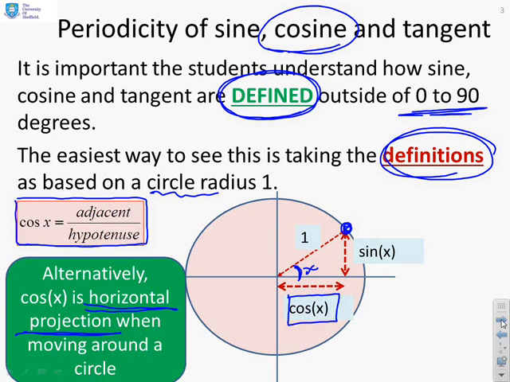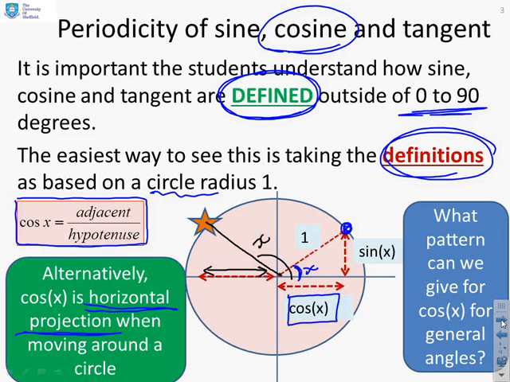What happens if you want to go beyond 90 degrees? Well, all we do is we consider a different point somewhere else on the circle. So you'll notice I've drawn a different point, and for this different point I've got a different angle x, and I've got a different horizontal projection. There it is. And so cos x is simply defined as the value of that horizontal projection.